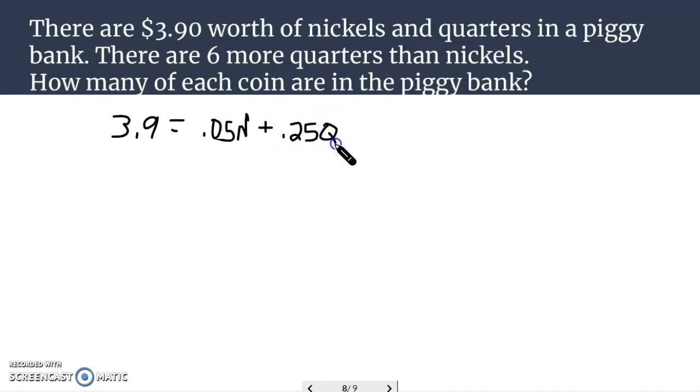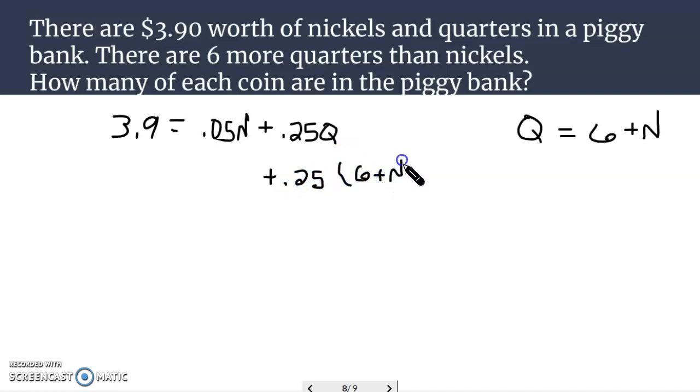Now, you can't solve a single equation with 2 different variables. It does say there are 6 more quarters than nickels. The number of quarters is 6 more than nickels. Q is equal to 6 plus N. So I see this expression 6 plus N. I can substitute that in for the Q. 0.25 times 6 plus N in parentheses. Still have the 0.05 N, and equal to 3.9.